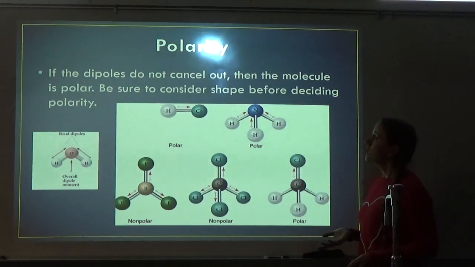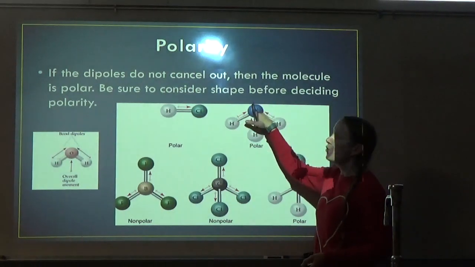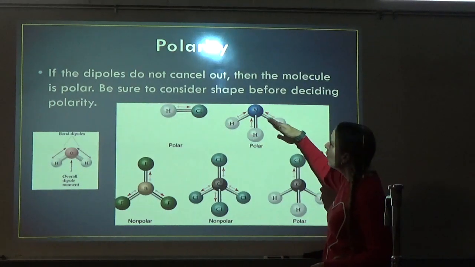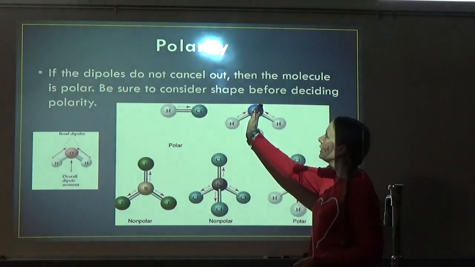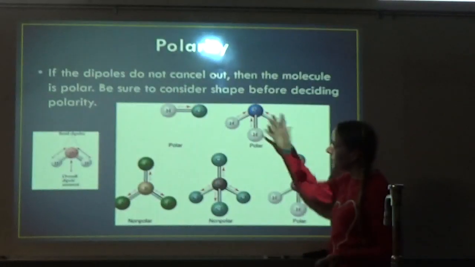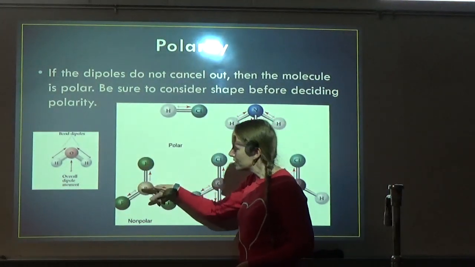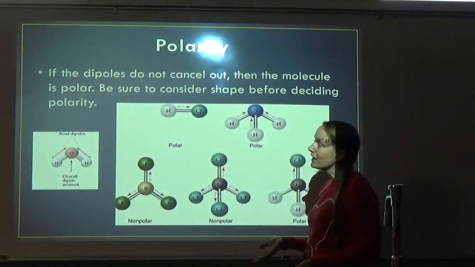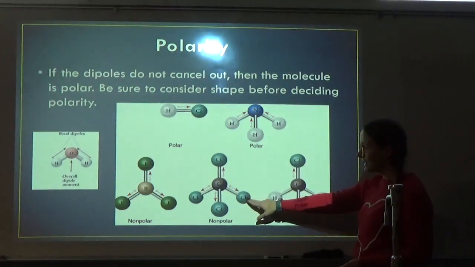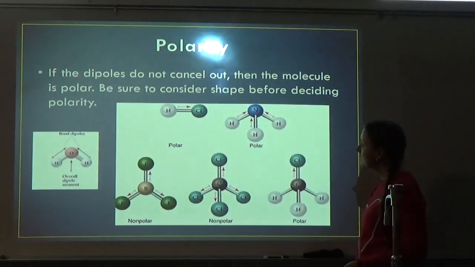Be sure to consider the shape before deciding polarity. So for example, here NH3 would have a lone pair up here, so it's going to have a trigonal pyramidal shape. In that case, when all of your dipoles point towards the nitrogen, there is an overall dipole that points upward. So this molecule is polar. However, with something like BF3, all the dipoles are pointing in opposite directions with equal magnitude, and so they cancel out. This molecule would be nonpolar. And the same thing happens here. All of the dipoles cancel because they're opposite and equal in magnitude, so this is nonpolar.